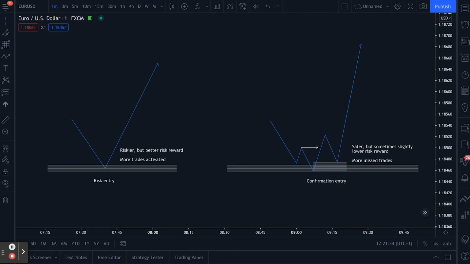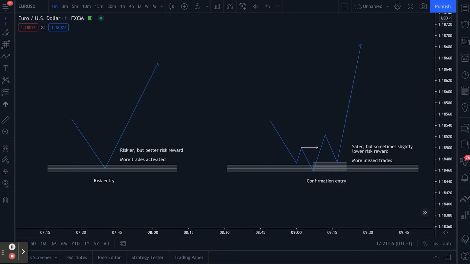So I hope you found value in those 2 live examples. A quick breakdown and recap of the entry types. The risk entry is a slightly riskier way to enter trades. It brings you better risk reward, and it's actually going to get you into more trades. The confirmation entry is much, much safer than risk entries, but sometimes the risk reward is going to be ever so slightly lower, and you are going to miss more trades.